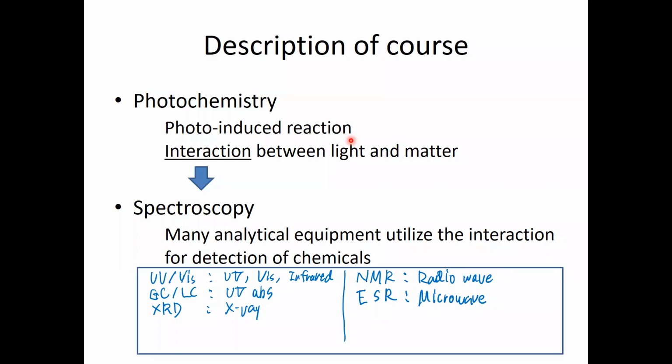Okay, let's start from here. The interaction between light and material can be divided into two types. One is photo-induced reactions, meaning that when light illuminates some sample systems, a reaction proceeds and another species is generated. So it's an irreversible reaction.